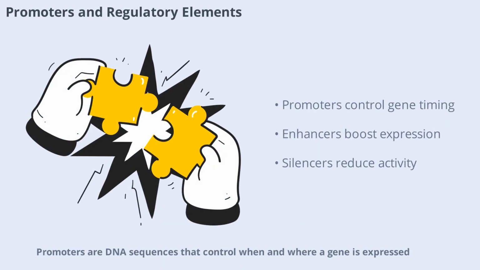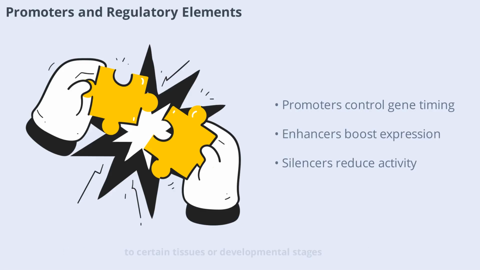Promoters are DNA sequences that control when and where a gene is expressed. By choosing specific promoters, scientists can direct gene expression to certain tissues or developmental stages. Regulatory elements like enhancers and silencers further fine-tune gene activity, allowing precise control over genetic engineering outcomes.